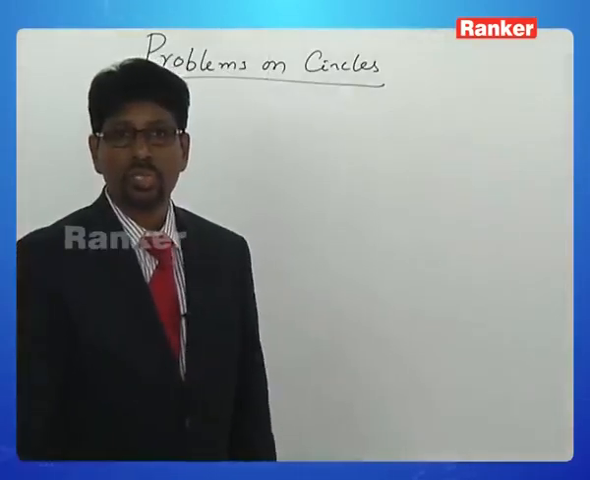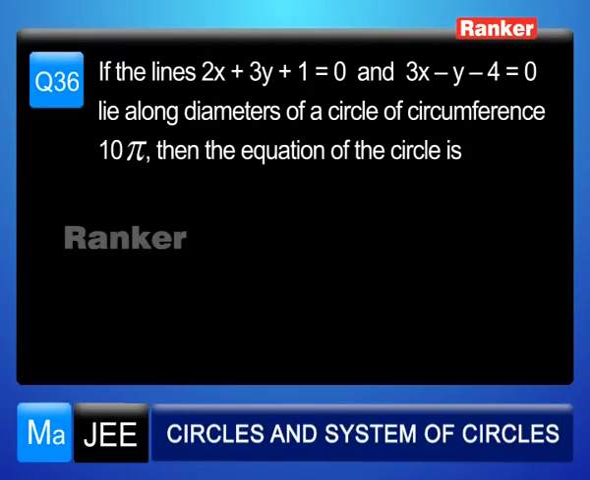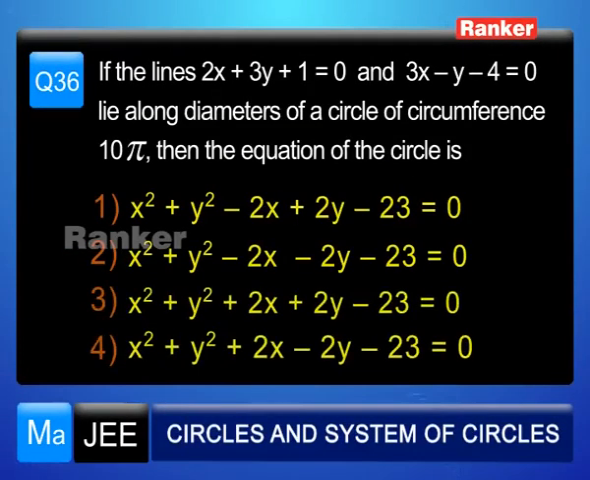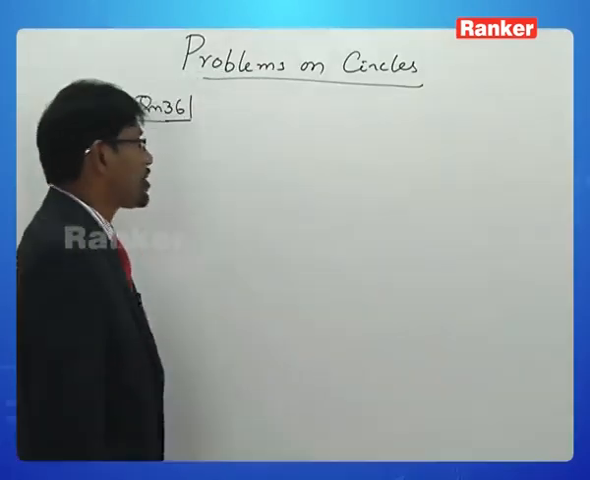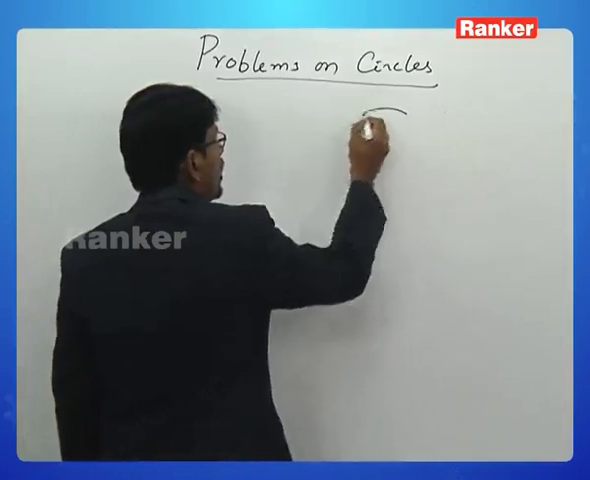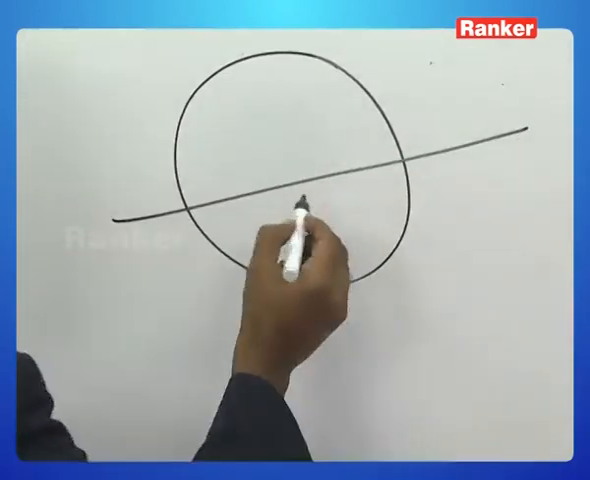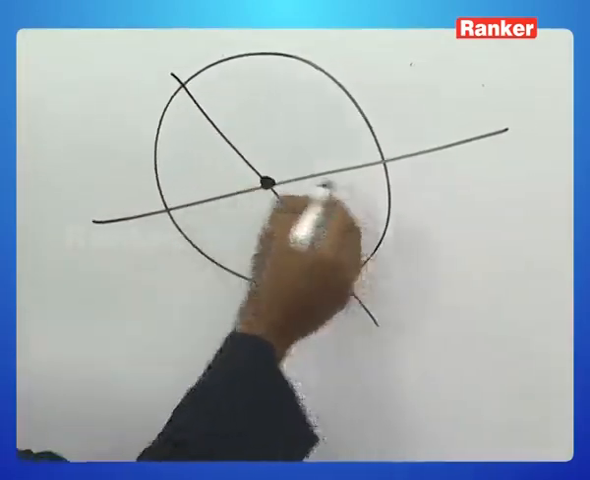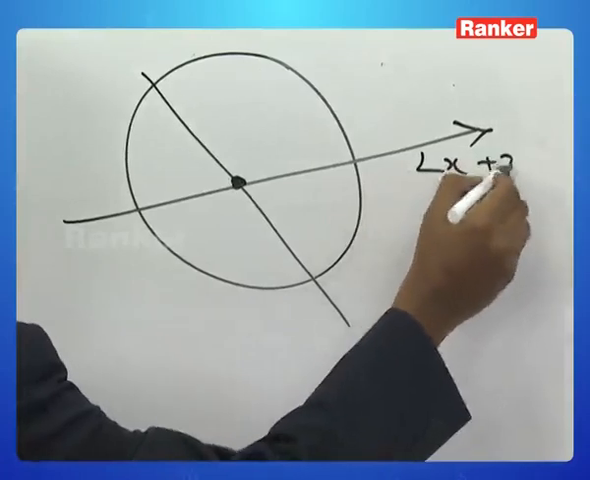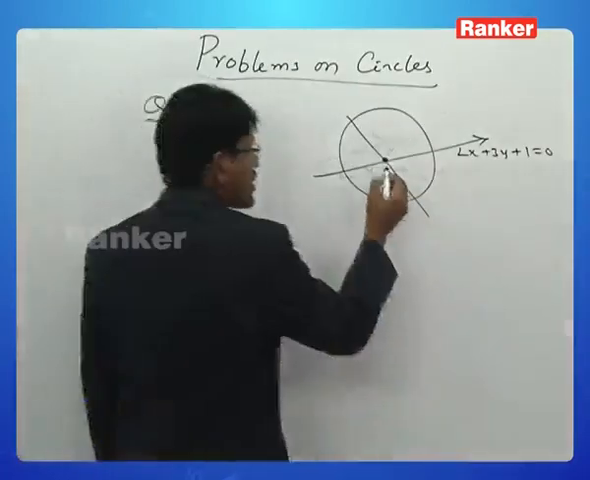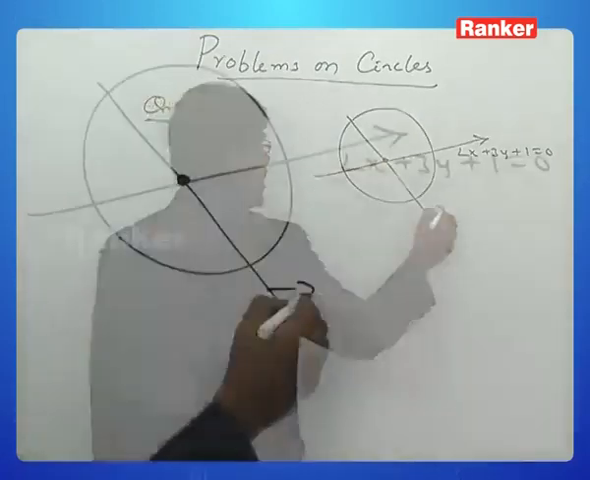Let's move to the next question, question number 36. If the lines 2x plus 3y plus 1 equal to 0 and 3x minus y minus 4 equal to 0 lie along the diameters of the circle of circumference 10 pi, then the equation of the circle is. Again, it's similar to the question that we have done. We are given two diameters, 2x plus 3y plus 1 equal to 0. Where do they intersect? They intersect at the center of the circle. So 3x minus y minus 4 equal to 0.